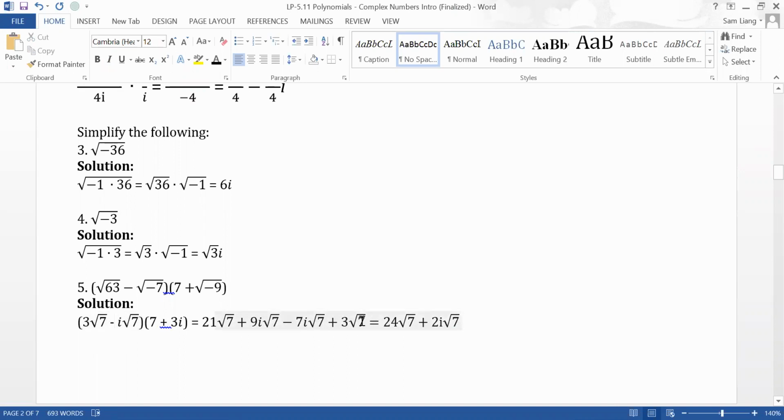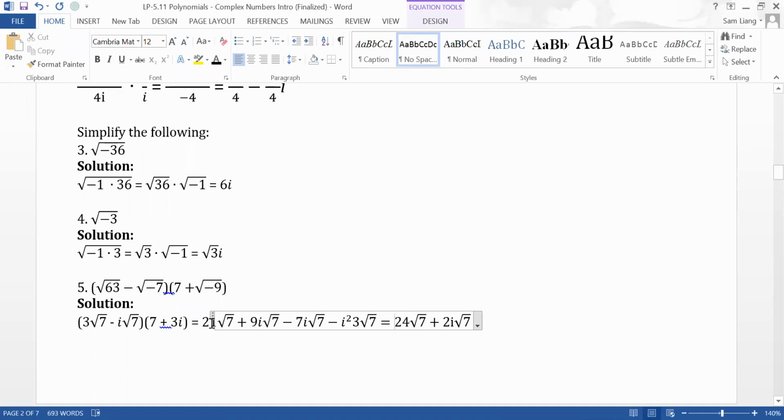Let me write that in, actually. So this will be negative, right? Because negative i root 7 times 3i is negative i squared times 3 times root 7. So we just have to multiply all those. Again, we get negative i root 7 times 3i. That gives us negative i times i, which is negative i squared. And then we still have that 3 times root 7, which is 3 root 7.